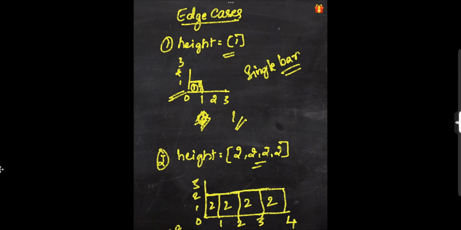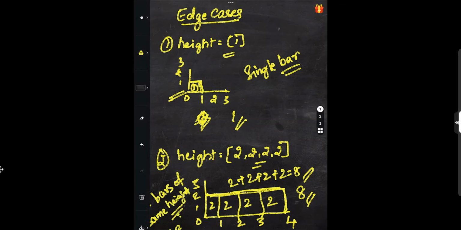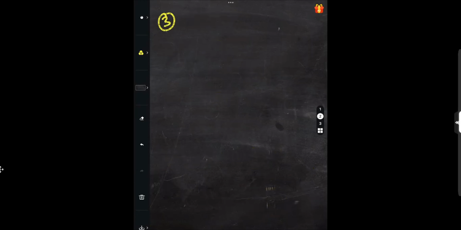It is of the same height, so we are considering the entire thing. The largest rectangle formed uses the consecutive bars starting from the first, 0 to 4. This will be 2 plus 2 plus 2 plus 2, nothing but 8. So the output will be 8 here. This is for the condition all bars of the same height. This is the second edge case. So let's move on with the third edge case here.